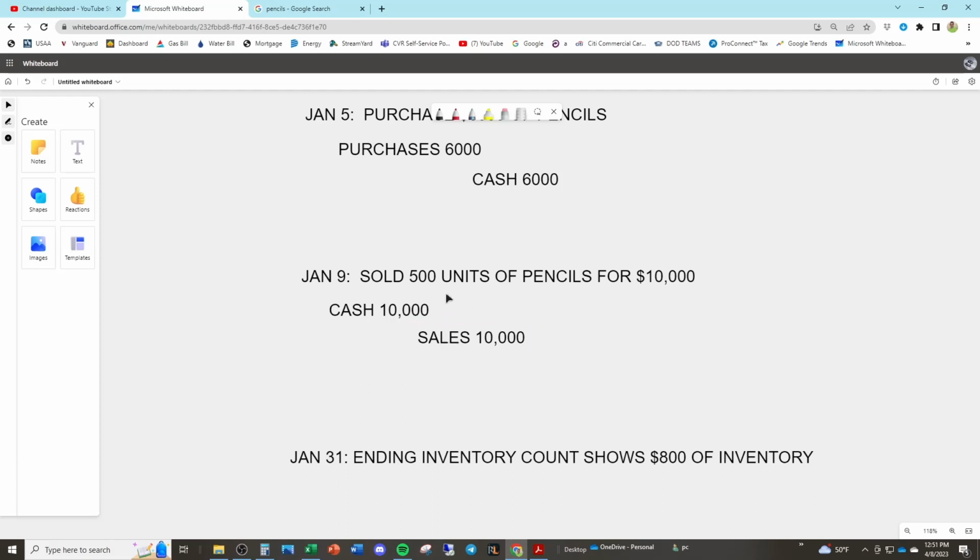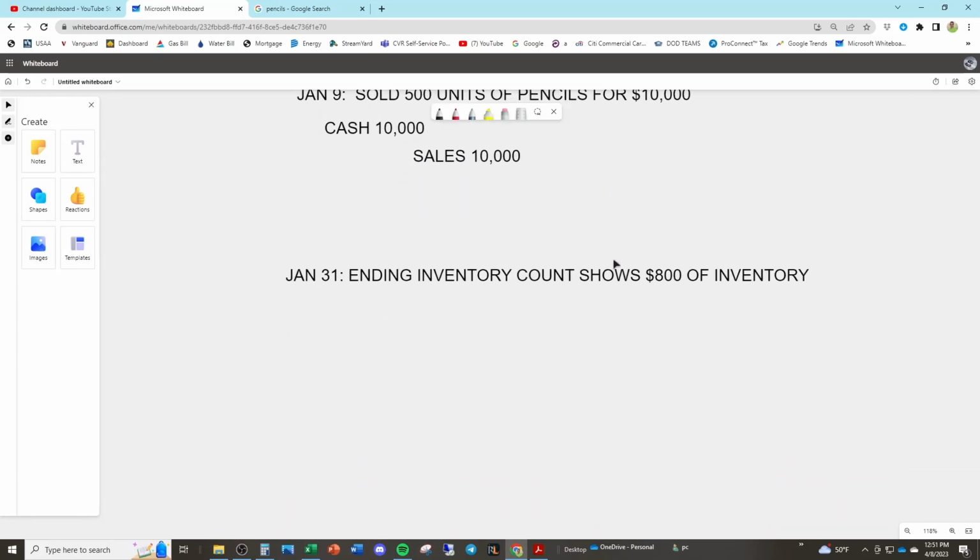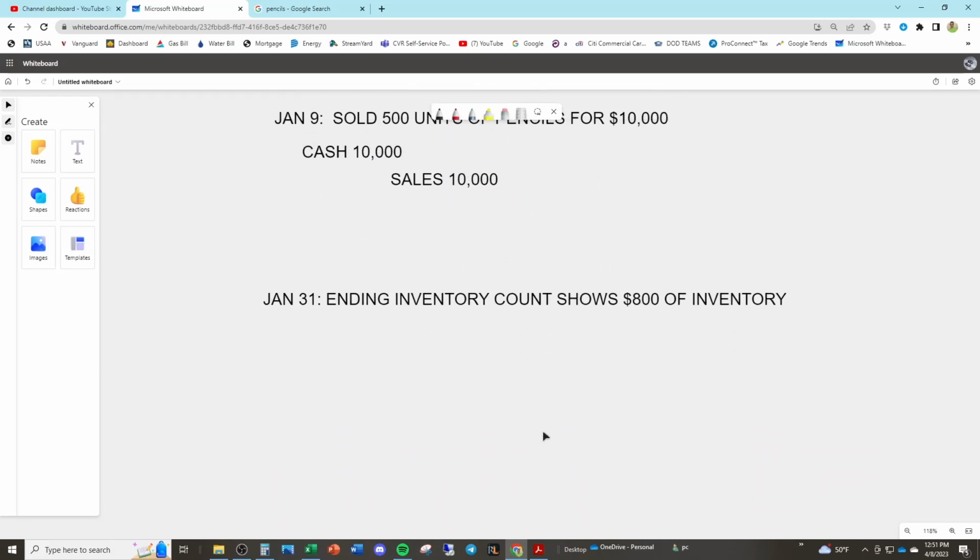Now, theoretically, in the matching principle, yes, it should be. But here, we're using the periodic method. We're going to do it at the end of the month, and it's still going to be recorded in the proper accounting period. So now we get to the end of the month, and Chris is like, okay, I don't have anything in my cost of goods sold. What is my cost of goods sold? Well, our ending inventory count, so we go and count the inventory, 1, 2, 3, 4, 5. It shows that we have $800 worth of inventory.